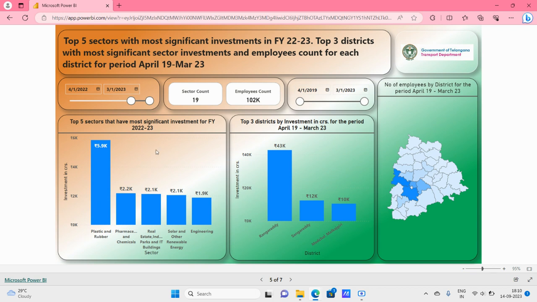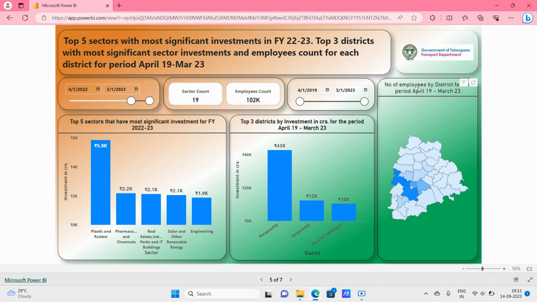And then we go to the top three districts for the period April 2019 to March 2023. There we can see Ranga Reddy, Sanga Reddy, and Malakagiri. They are the top three districts which have the highest number of investments. In that we have noted the sector.